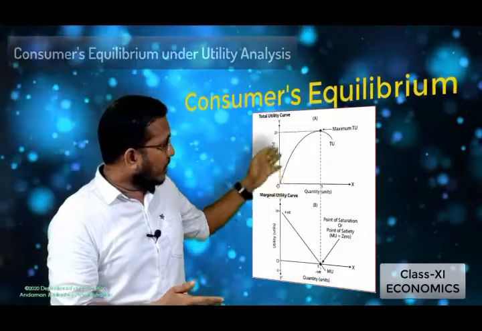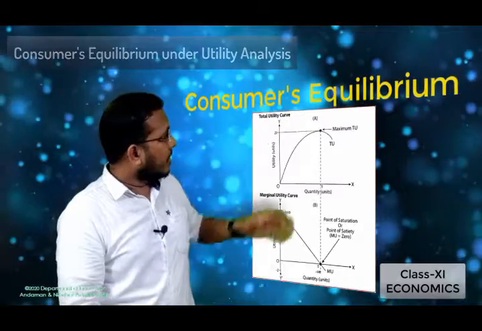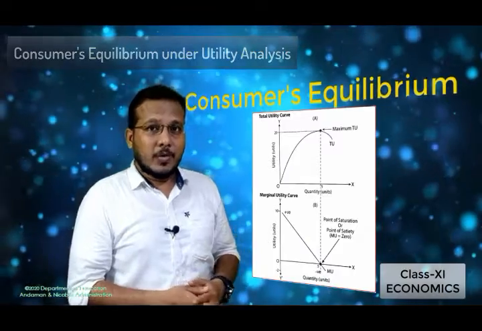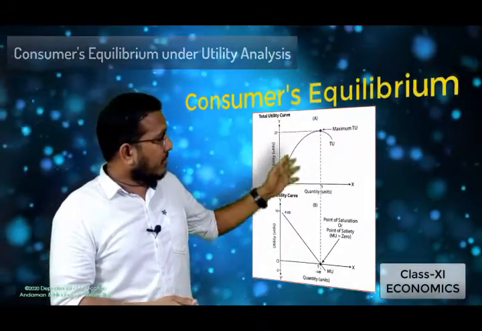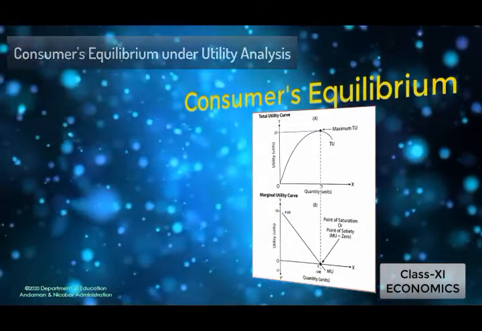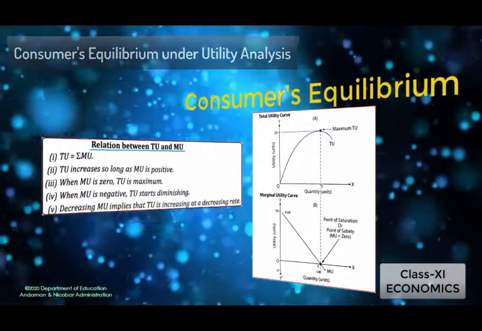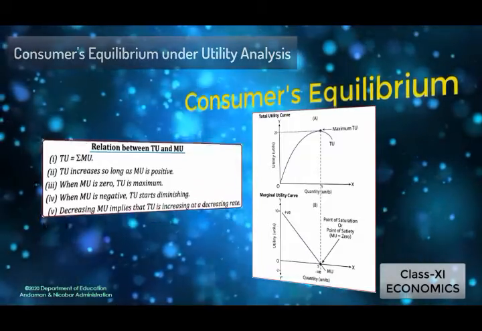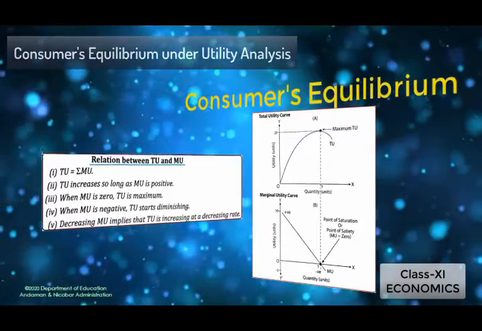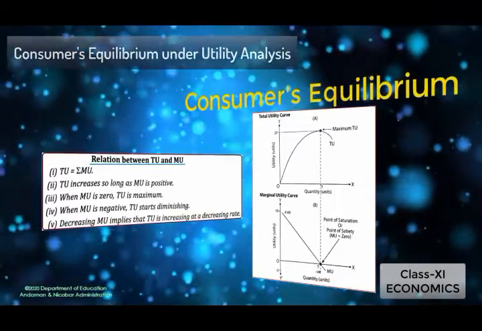Here both curves are drawn in two different graphs, where one diagram shows the TU curve and the other shows the MU curve. With these curves, we will try to understand the relationship between TU and MU. Students, what we can see here is that TU continues to rise as long as MU is positive. And second, TU is maximum when MU is 0. You can look at the diagram.